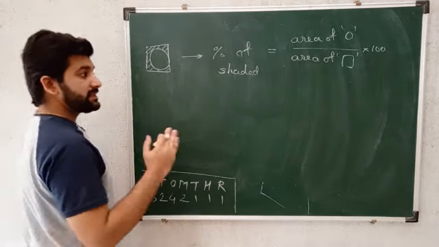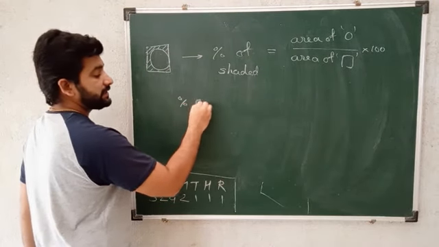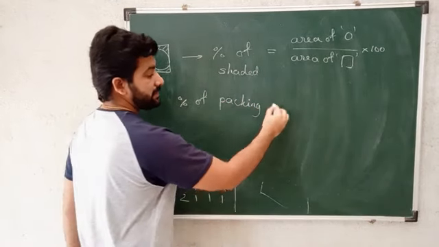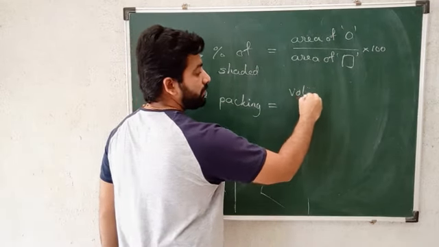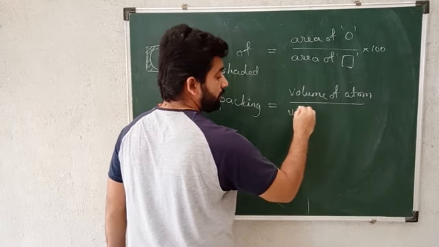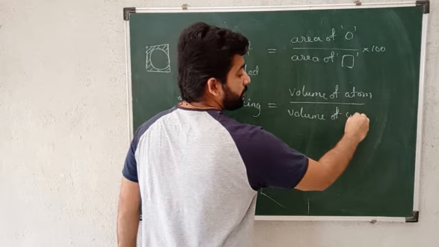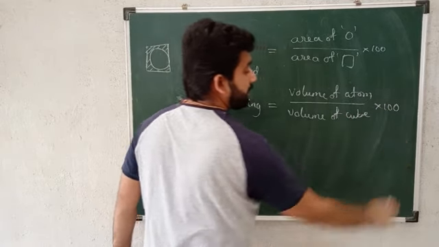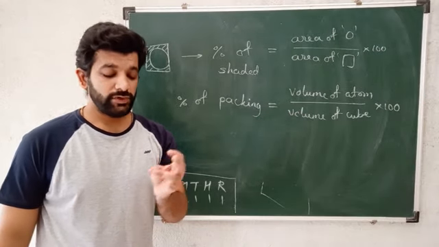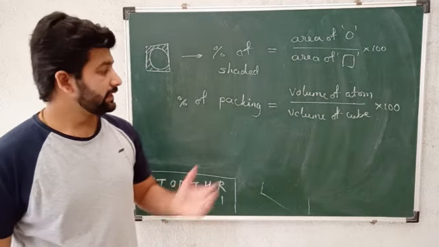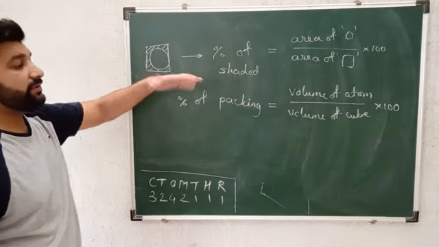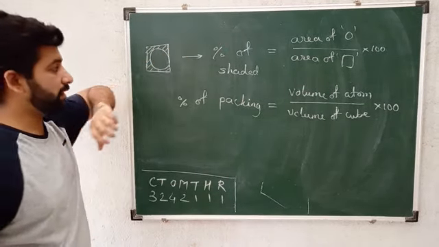instead of area. Similarly, when we are going to calculate the percentage of packing efficiency, it will be equal to volume of atom divided by volume of cube into 100. This is the basic formula in these 3 derivations for simple cubic, body centered and face centered. The simple formula is used in 3 derivations. Okay. Based on this formula, we are going to find out the derivation, how it will be easily understood.